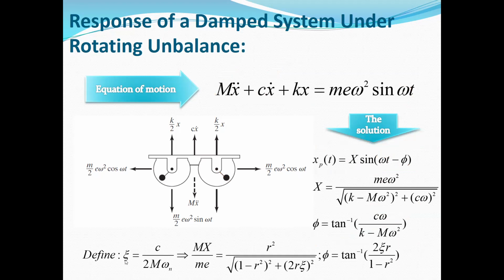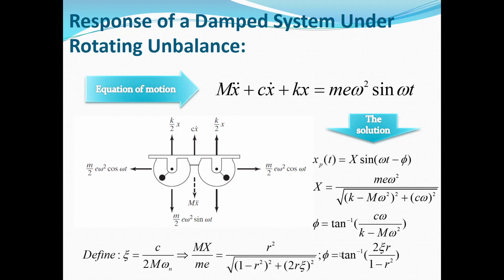If we define the damping ratio psi, using the previous definition, as C divided by 2m times omega n, where omega n is the square root of the coefficient of x divided by the coefficient of x double dot, then we can find this parameter, the unbalancing displacement, the ratio of m times x divided by me, which is a function of r, the frequency ratio, and psi, the damping ratio.